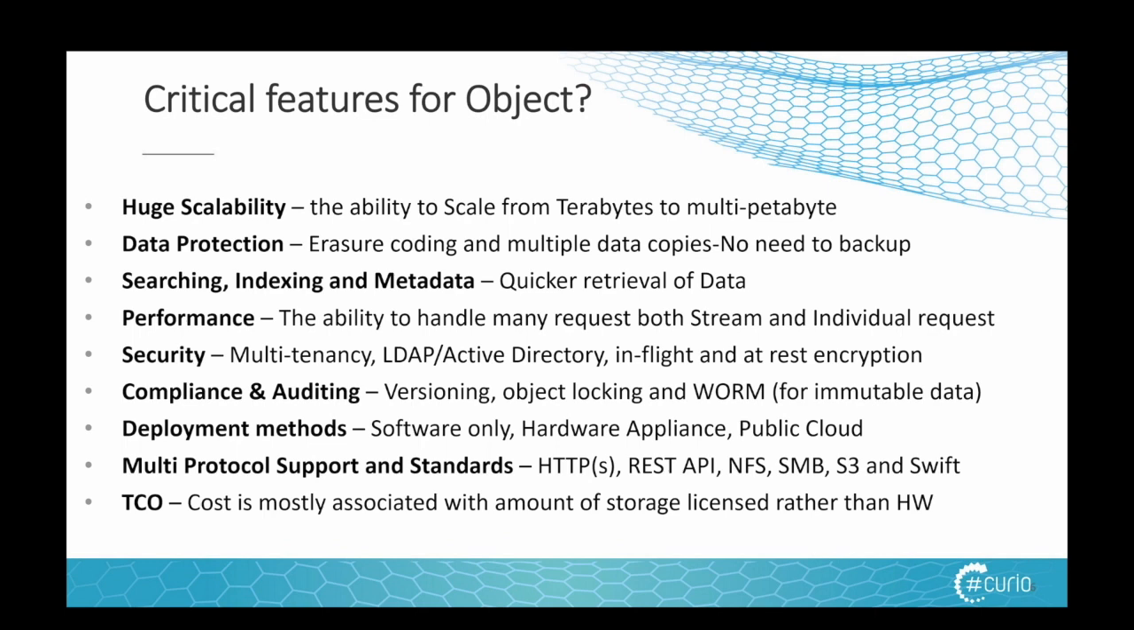And then really TCO. The biggest thing about object storage, especially when we look at on-prem, is going to be the cost of hardware and the cost of the licensing. The hardware is normally cheap commodity disks. It's the software licensing that's going to be extremely expensive when you start looking at that on-prem option.